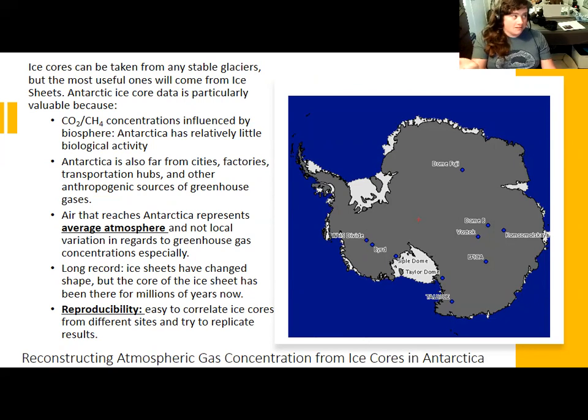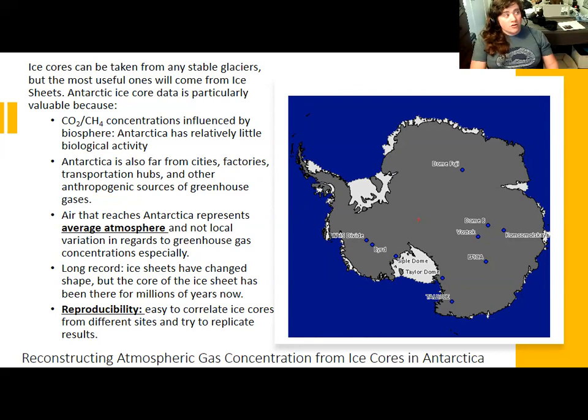You do have Mount Erebus, but that's closer to the edge, and not as close to where most of the samples are taken from, although you do have to consider volcanoes also. And the long record available from the very, very thick ice sheet is a big bonus, because again, we don't have just thousands of years of air samples anywhere else.